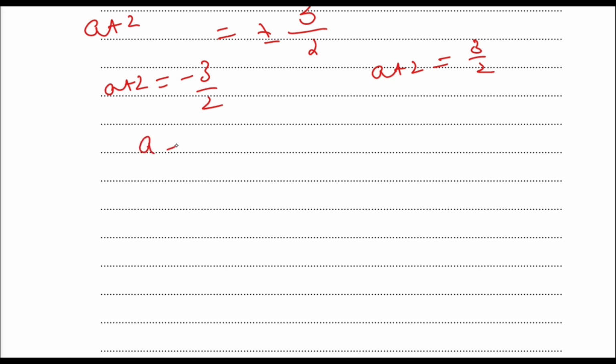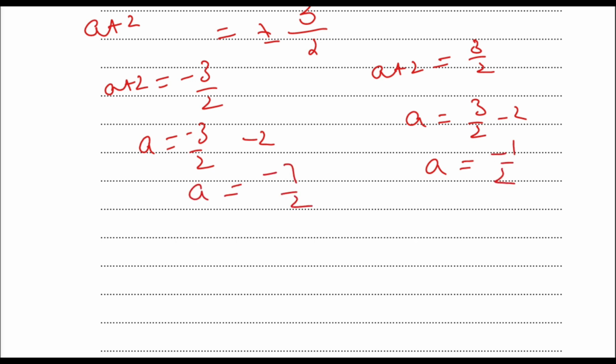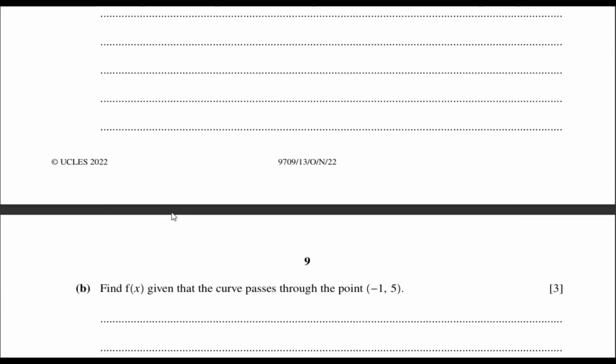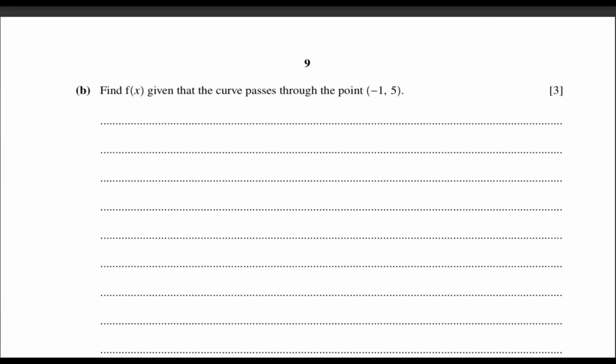From here we will get a is equal to minus 3 by 2 minus 2, and from this side a is equal to 3 by 2 minus 2. It will be equal to minus 1 by 2, and this side will become minus 7 by 2. So we have the values of a. Now the second part is to find f of x given that the curve passes through the point minus 1, 5. So we have to find the curve and f of x, as we are already given f inverse of x.